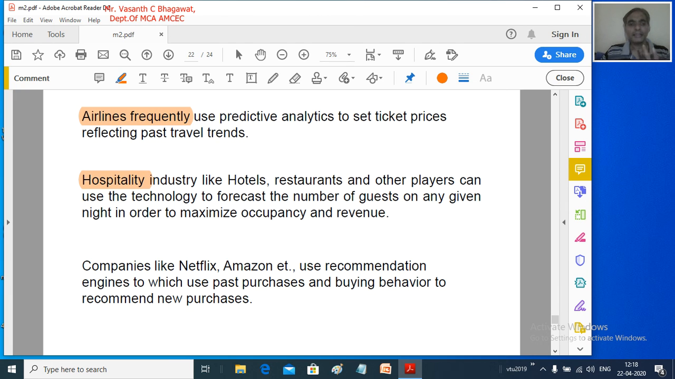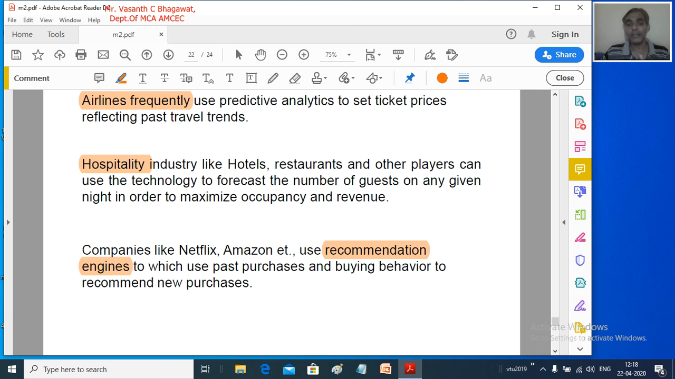And similarly, companies like Netflix and Amazon are using recommendation engines. They are going to predict for the customers based on past purchases. How much you have purchased previously, what items you have purchased, what range you are purchasing in. Based on that, they will predict and recommend which product is suitable for this particular customer.